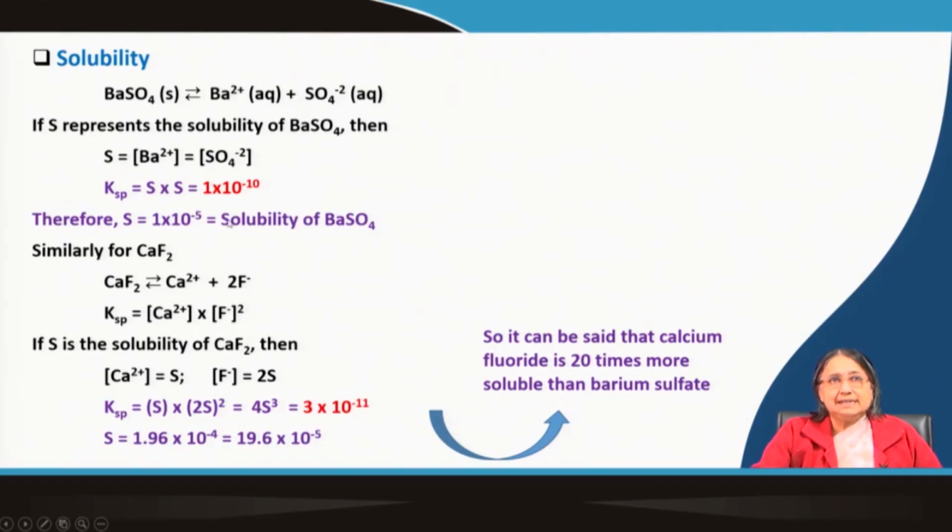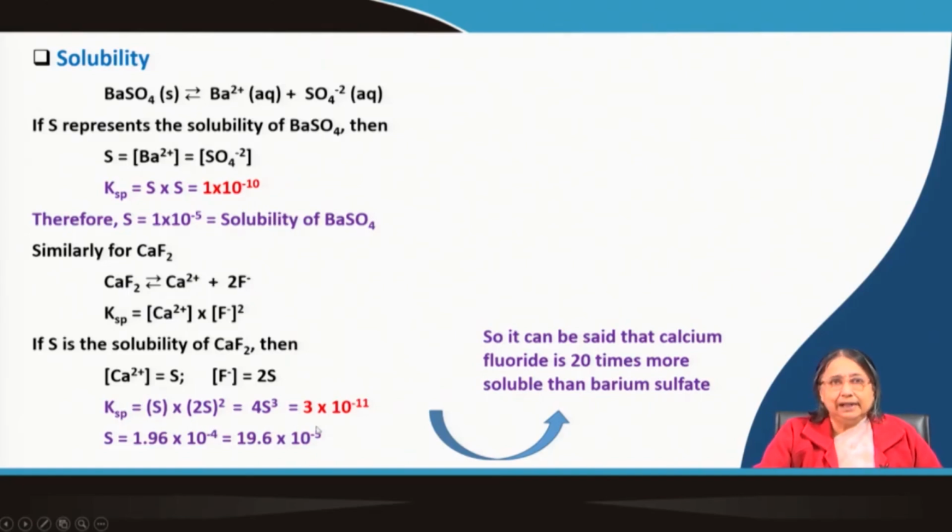So, if you see these two solubility product values, the barium sulphate solubility product is in the order of 10 to the power minus 10, but here it is 10 to the power minus 11. Here it is a higher value, here it is a lower value, but just by looking at the solubility product values and comparing, we cannot say who is more soluble and who is less soluble.